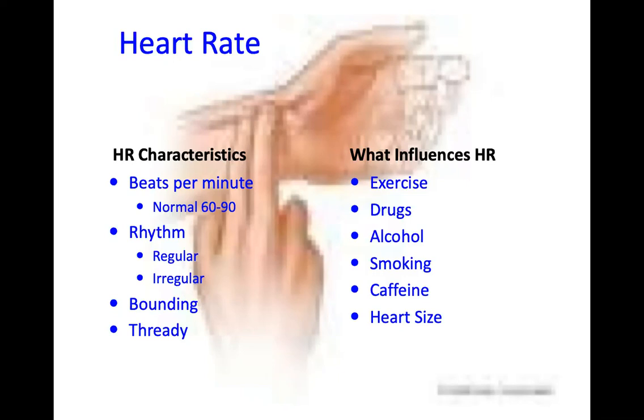It might be dehydration. It might be blood loss. Something's happening. Okay. And then go over here and look at what influences heart rate: exercise, drugs, alcohol, smoking, caffeine, and heart size. Okay. And that's what I worry about. Heart size. If you have cardiomyopathy, then you might be in trouble with that very fast, irregular heartbeat.